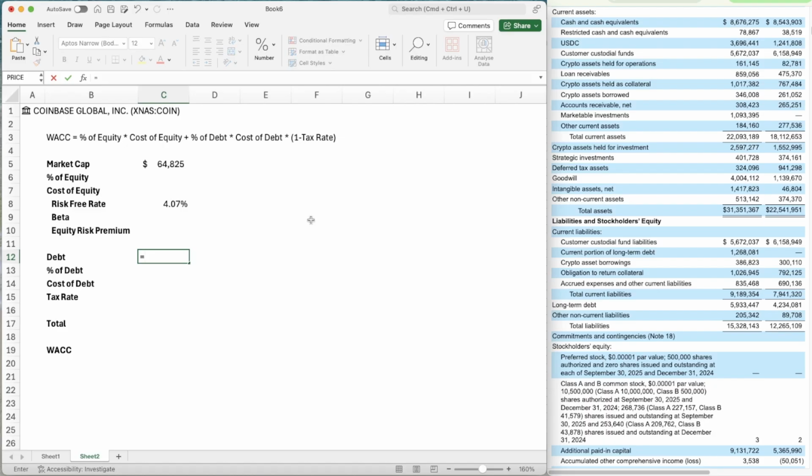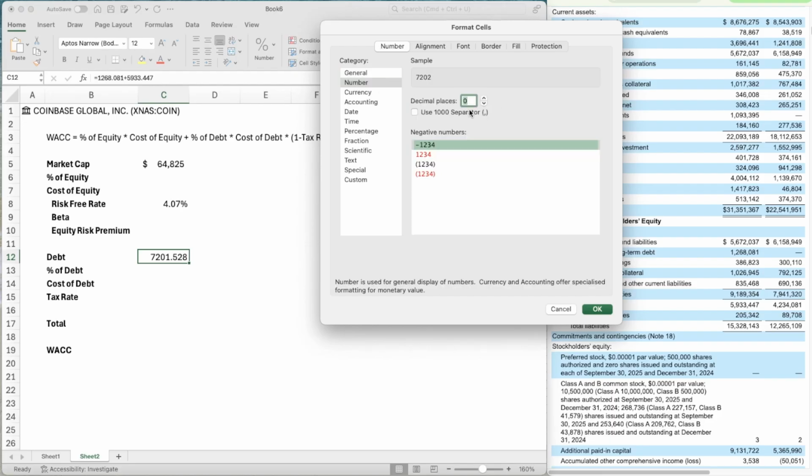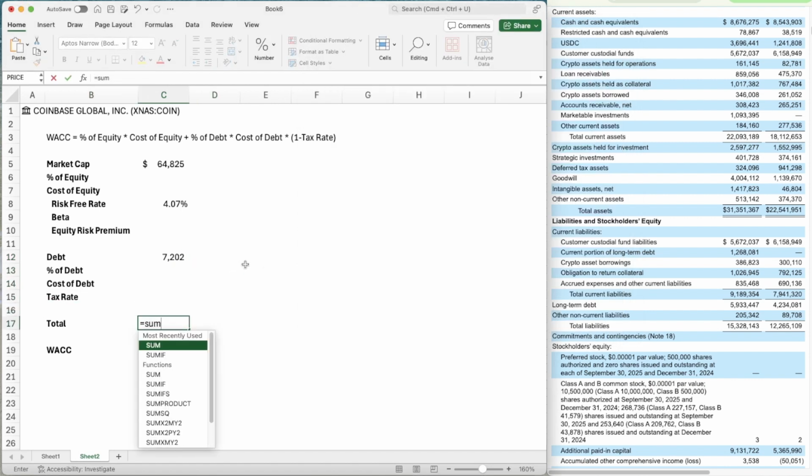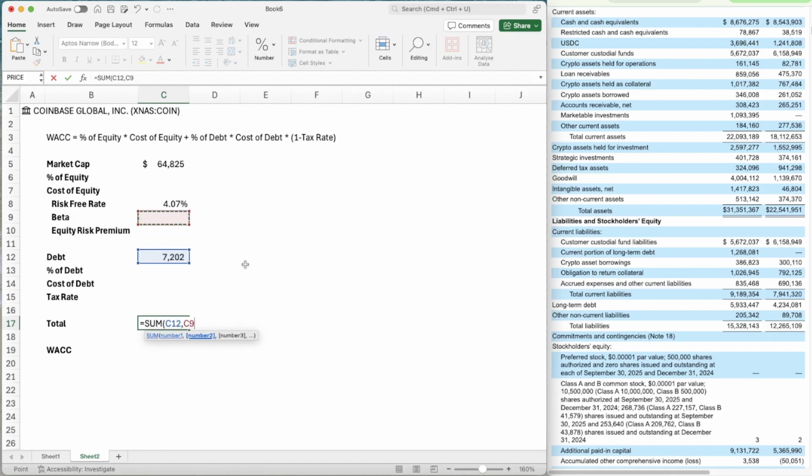Equals 1268.081 plus 5933.44. Okay, yeah, we just go sum. Now we can get the percentage of debt. We take market cap divided by the total. Do the same here.